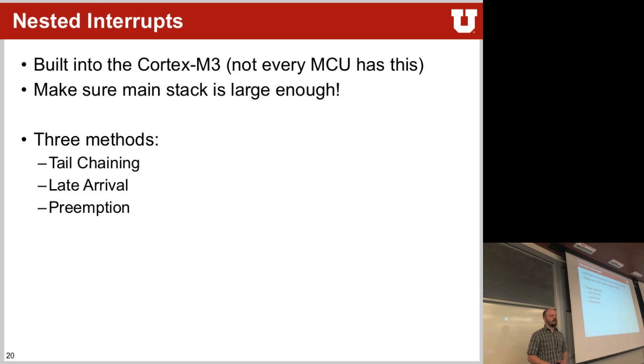Okay, nested interrupts. Now we're finally at the point where priorities really start to matter. There are 3 different methods that can happen. You can tail chain them, we can have late arrivals, or we can have preemption itself.